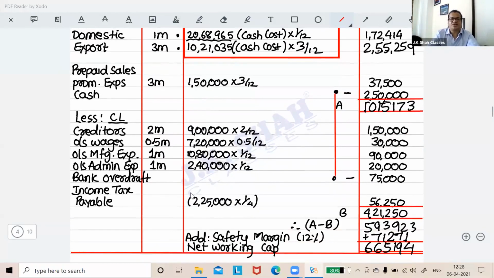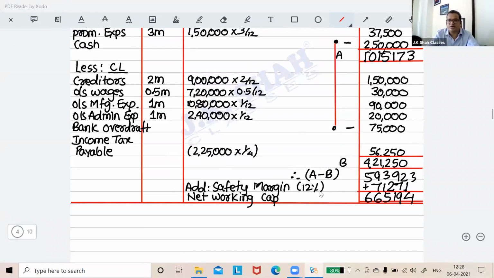See, the rest of the figures are simply direct. Outstanding tax payable would be 1/4 of the total tax payable. And then, whatever you compute, on that you calculate 12%. So what is that 12%? Safety margin.